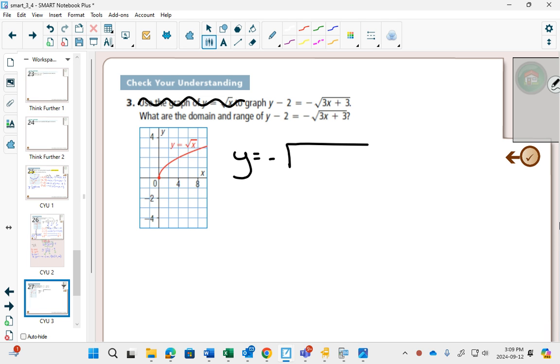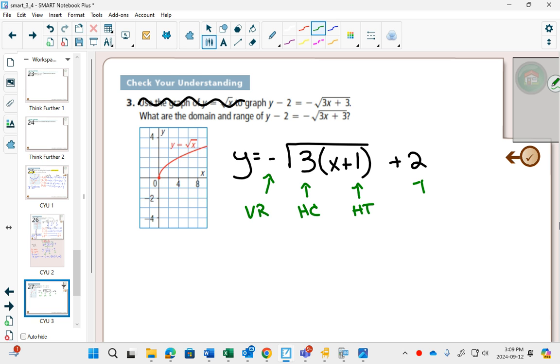How did we go left? How many? 3? Yeah, perfect. But it's not 3, right? Because it's not in factored form. So you would have to first factor out that 3. And it's going to be 1 to the left. And then we need to move the 2 over. So we've done this already. We already labeled this vertical reflection, this horizontal compression, horizontal translation, and vertical translation.